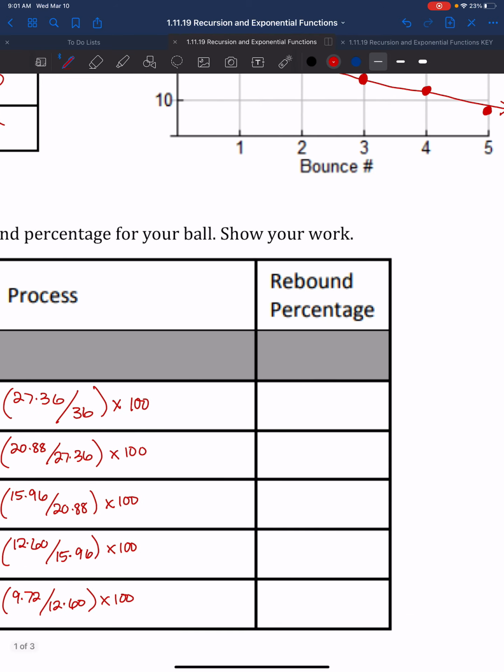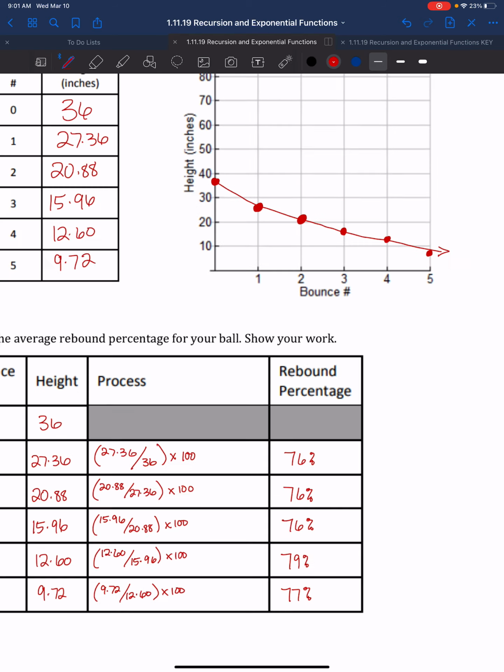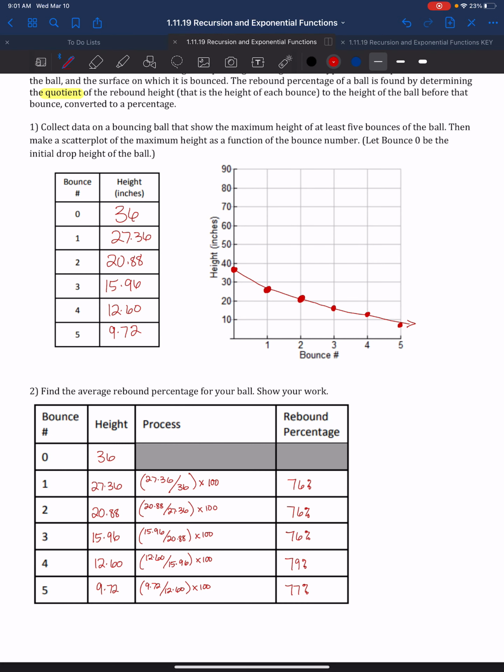Okay, and so if I just divide 27.36 by 36 and then multiply it by 100, I should get a percentage of about 76%. If I do the next one, then I should get 76%. The next one would equal 76, and not all of these have to be exact, so it might be slightly different. Like for example, this next one is 79%. And then the last one was 77%. And so we've got the rebound percentage for after each bounce, okay?